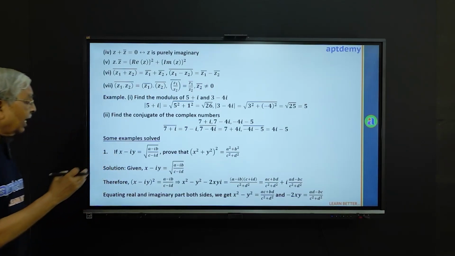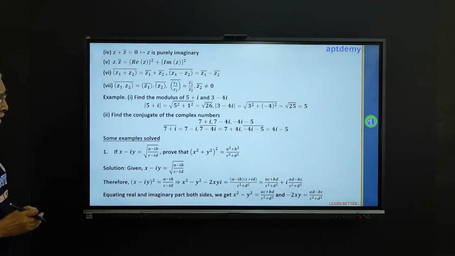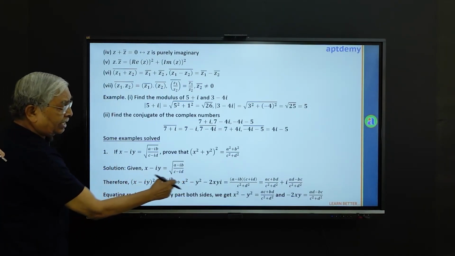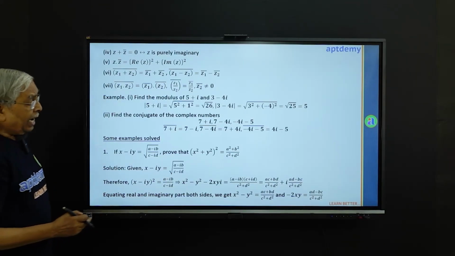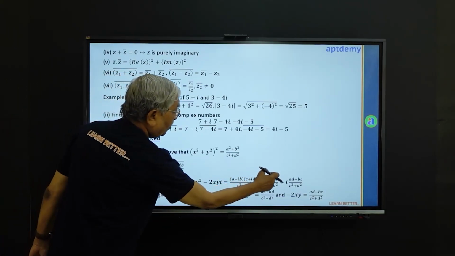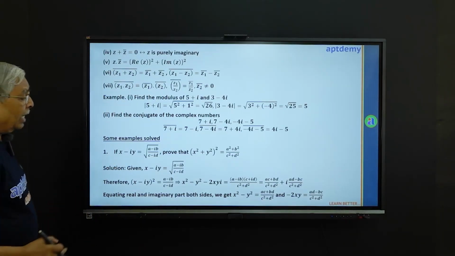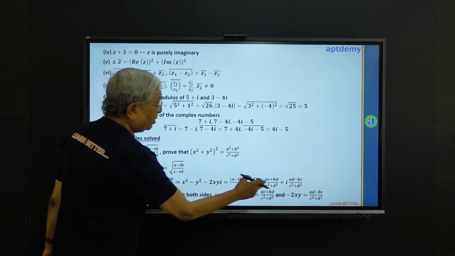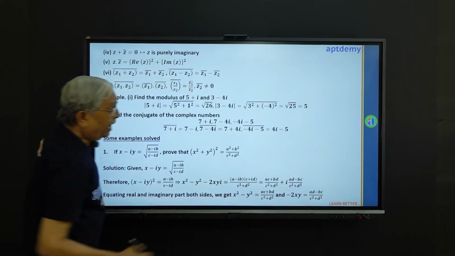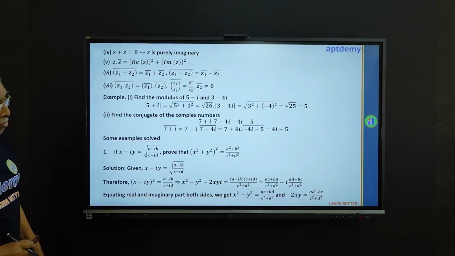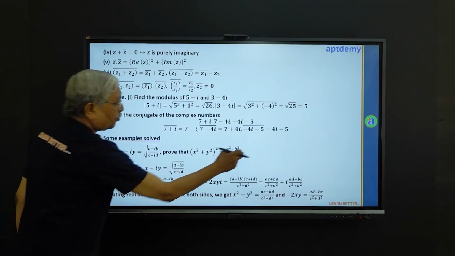Now, equate the real and imaginary parts on both sides. The real part of the left side is x square minus y square, and here the real part is (ac plus bd) by (c square plus d square). So equate this. The imaginary part, minus twice xy, equals the imaginary part, which is (ad minus bc) by (c square plus d square).